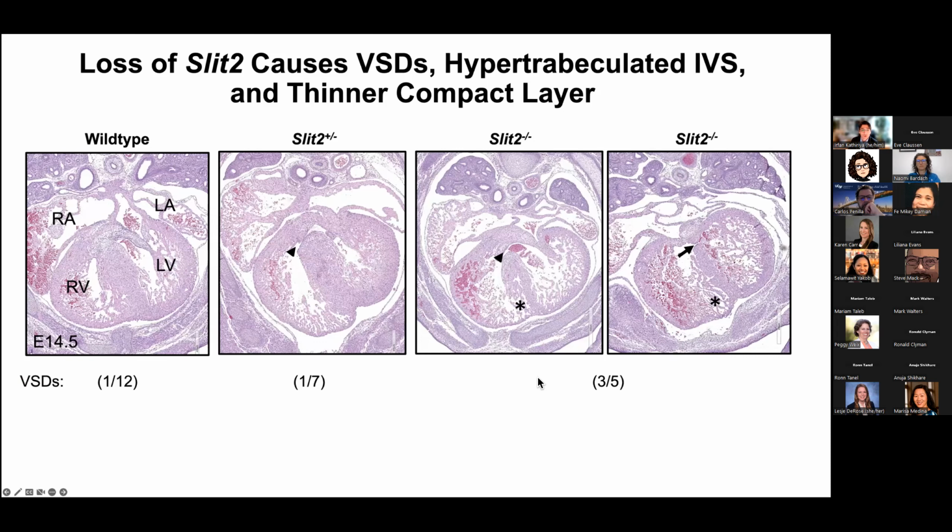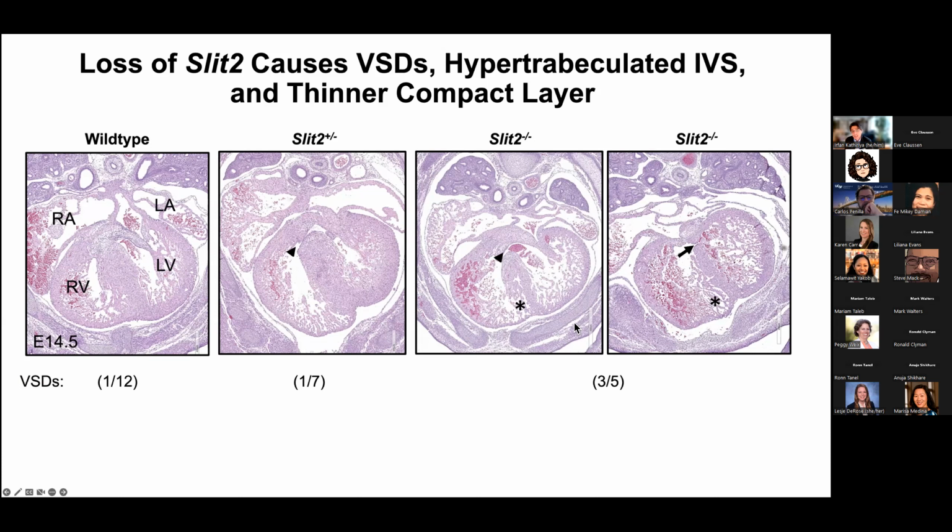So next we wondered, what's the role of SLT2 or netrin-1 on their own? And so here we generated knockouts of SLT2 and netrin-1. Here I'm showing you some data of SLT2. Here's a wild type comparison of the LV, the RV. Here's the interventricular septum. In some hets, we observe a muscular VSD, a communication between the left ventricle and the right ventricle.